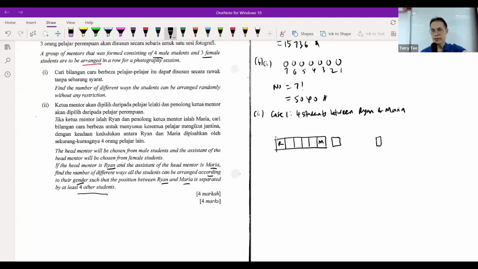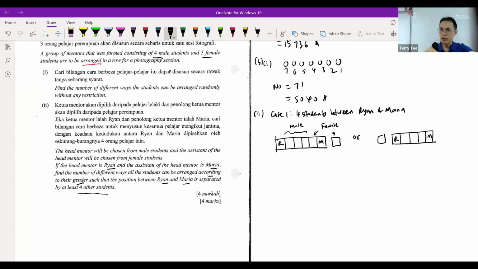So within this case, there are 2 smaller cases, right? So I draw like that. This is Ryan. This is Maria. There's one more student on the side. All right, so I put all here. Now, the challenge is we're going to put all the male students together. So meaning, the rest of the male students, we have how many male? We have 4 male, right? So these are the male students. And these 2 should be female students, right?